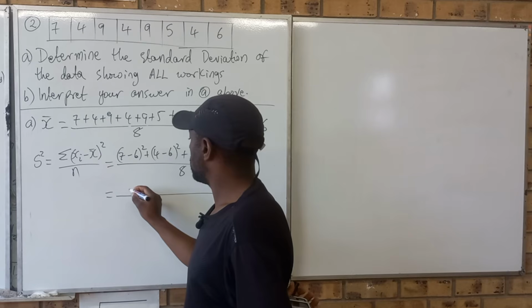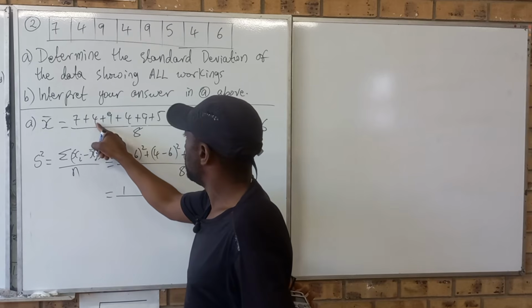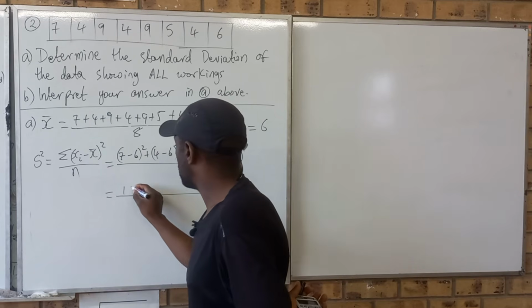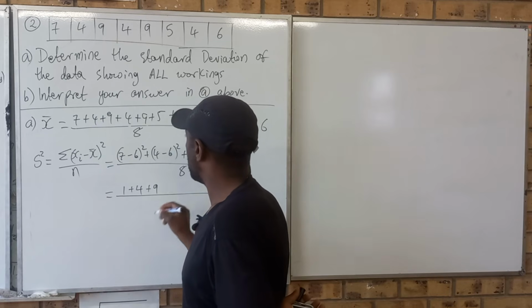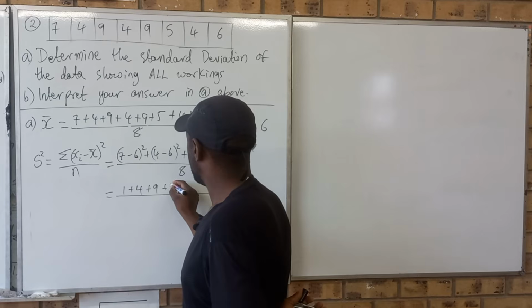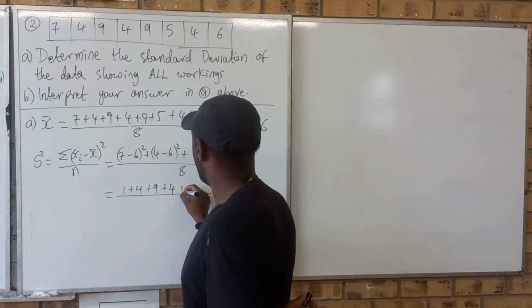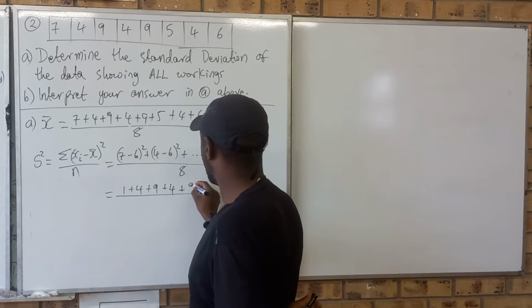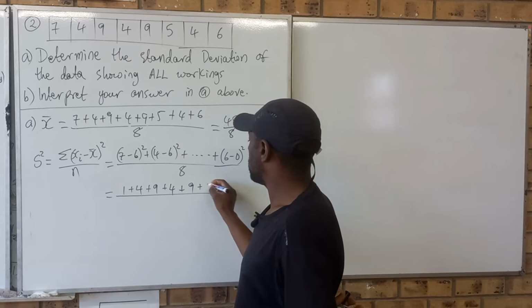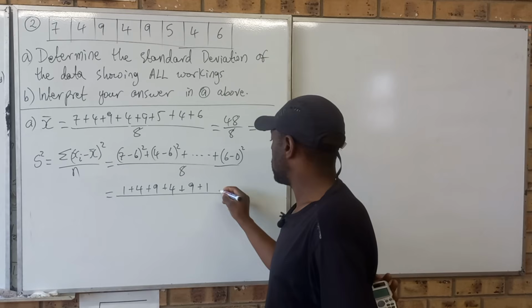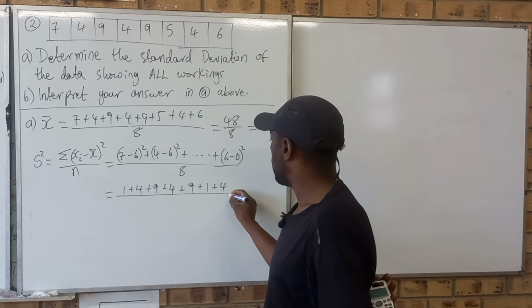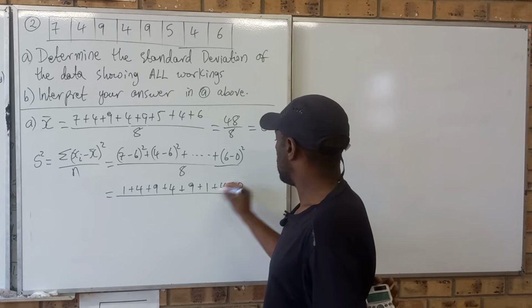If I take 7 minus 6, it's 1, 1 squared is 1. 4 minus 6 is negative 2, you square negative 2, it is 4. 9 minus 6 is 3, you square 3, it is 9. 4 minus 6 will still take us to 4 like the other one. 9 minus 6 will still lead us back to 9. Then 5 minus 6 is negative 1, you square it, it is 1. 4 minus 6 is negative 2, you square it, it is 4. 6 minus 6 is 0.